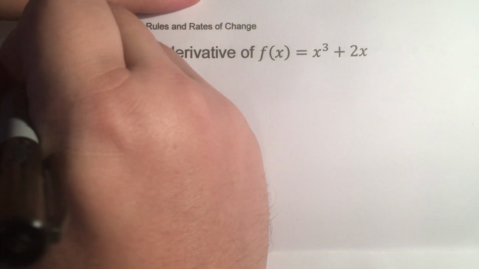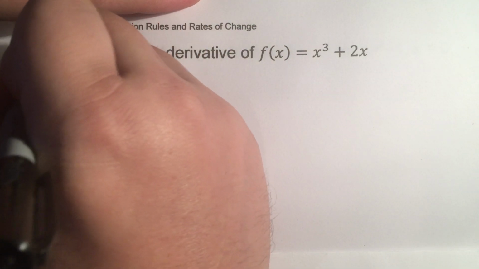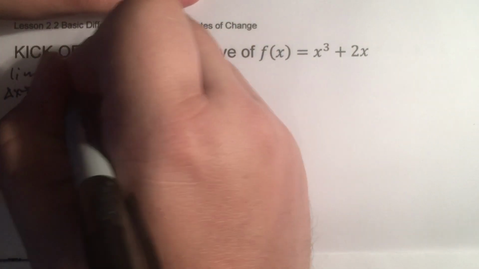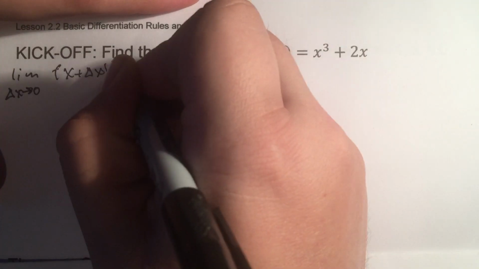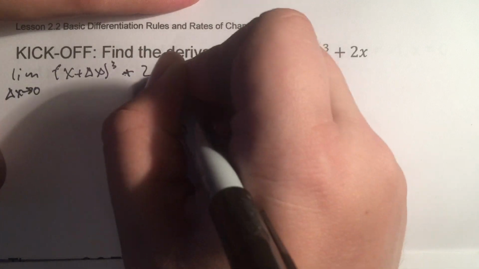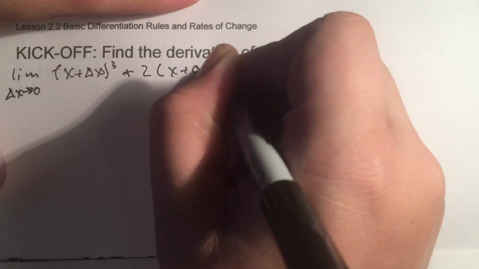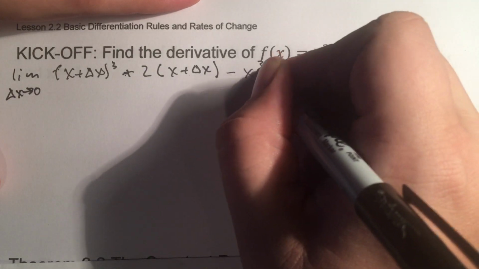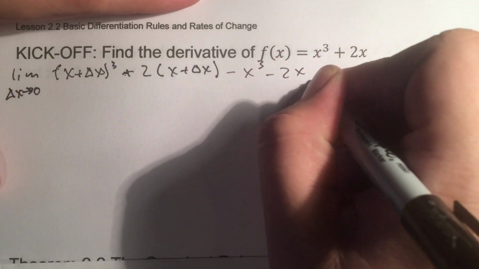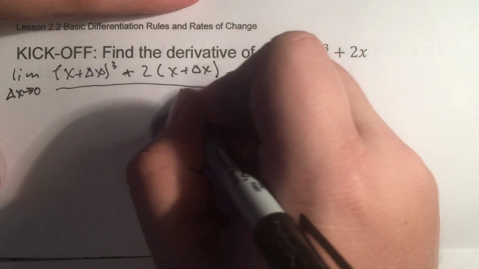We replace this with the limit as change of x goes to 0 of x to the third is going to become x plus change of x to the third, plus 2 times x plus change of x, minus the original, so minus x to the third minus 2x, all over a change of x.